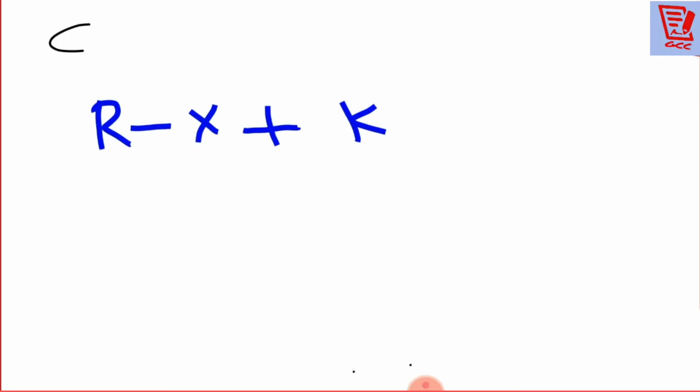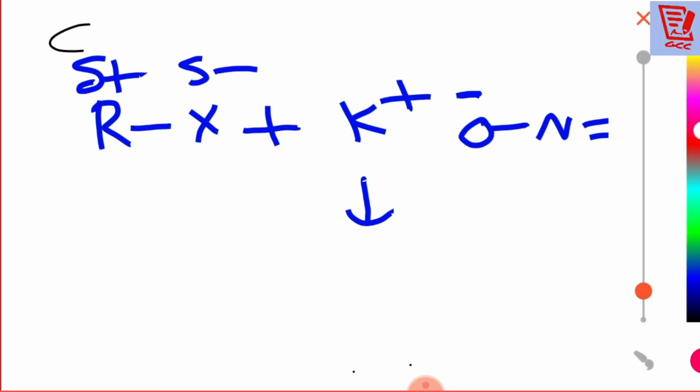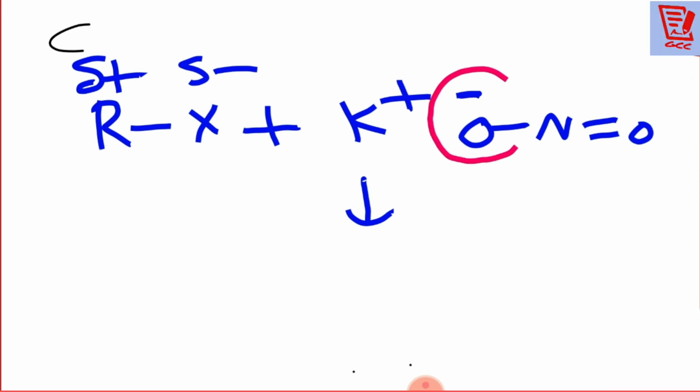You must see, all of you. When I am writing RX, here I am writing K positive, then ONO, and here it is a negative charge. So what is going to happen over there? R is containing positive charge, X is containing negative charge. So the negative charge on the oxygen is an attacking site. Here, this negative charge on the oxygen is an attacking site.